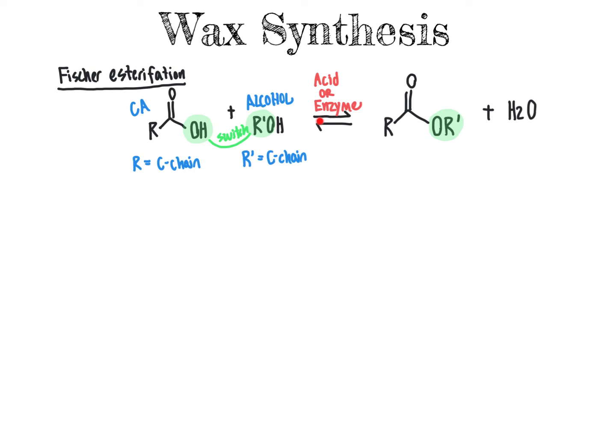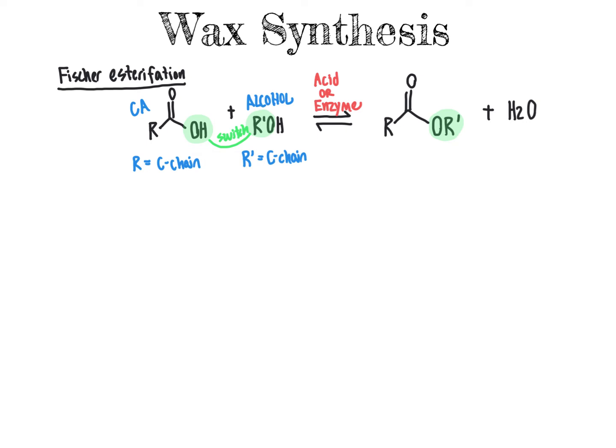I show this as an equilibrium reaction because, as we learned in the last chapter, this reaction can be reversed. By applying Le Chatelier's principle, we can add an excess of one of the two reactants or take away one of the two products to force the equilibrium toward the side of the desired product.